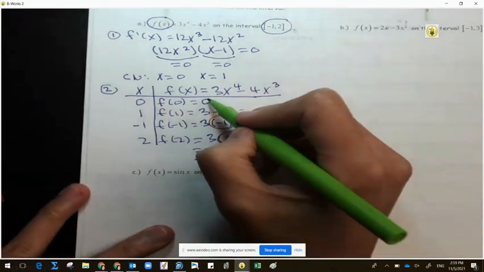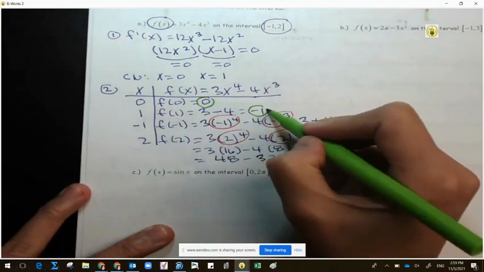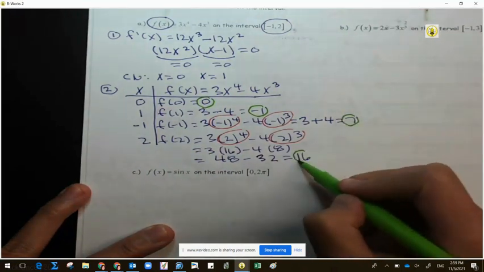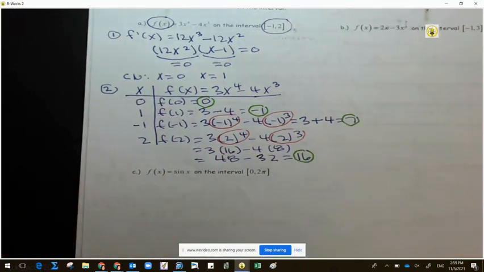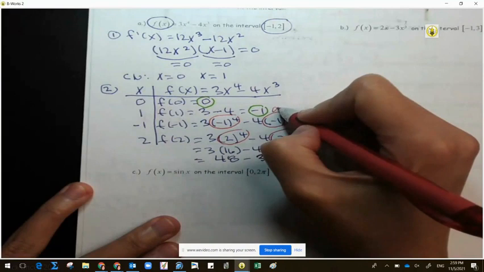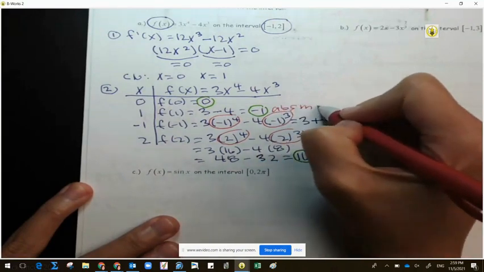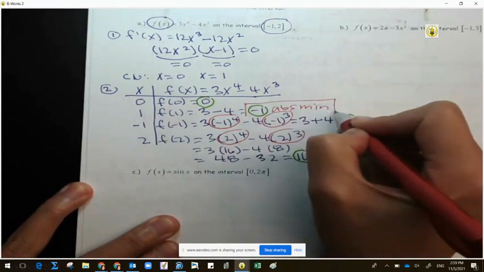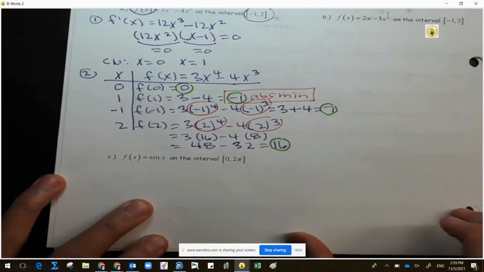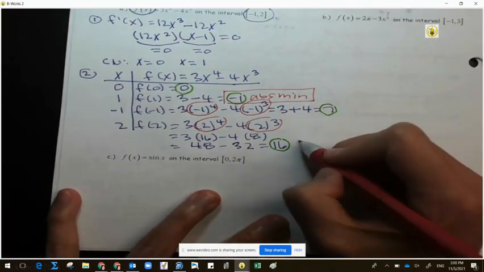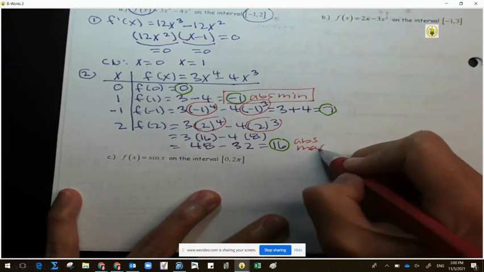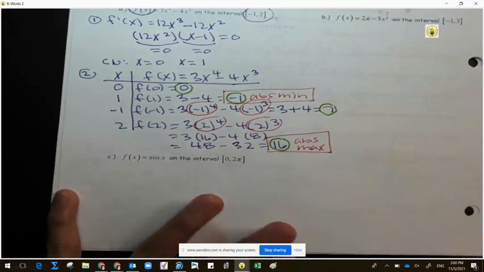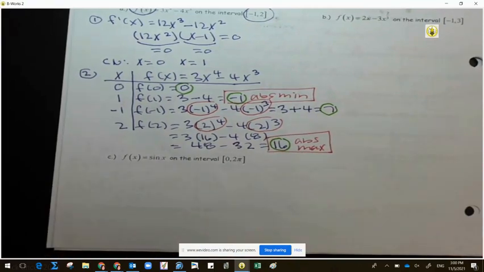So then, our final numbers that we can compare with are the following. Which one has to be our absolute minimum? -1. The lowest number is -1. Absolute minimum. What value is our absolute maximum? 16. So if you can factor, plug things back in, and do your simple math, you're good to go.